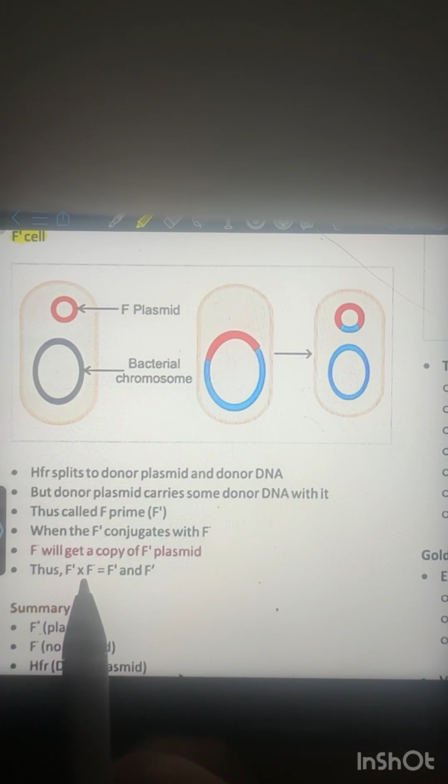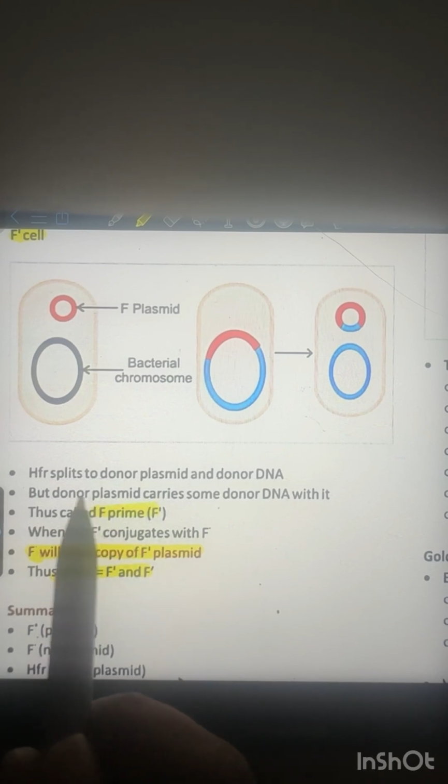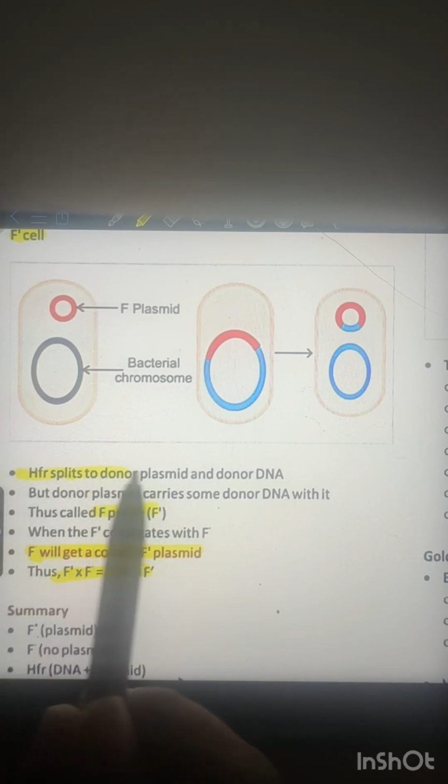But what did I teach you earlier also? Breakups are never without memories. So this fertility factor has taken a part of the donor DNA also while breaking up. Now what will you call this? You will call this F prime. What is F prime? F prime means that this is going to be the same fertility factor, but it has got a little bit of memories of the donor with it, and now we call it F prime.